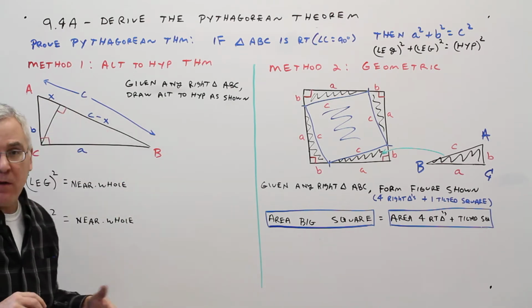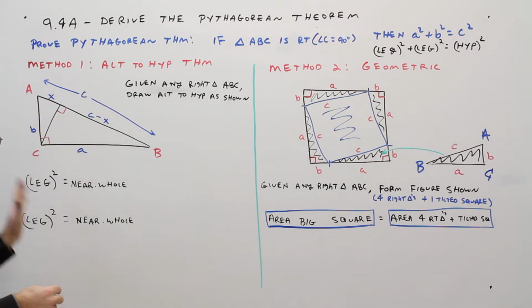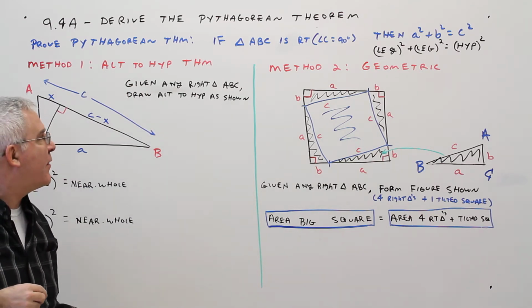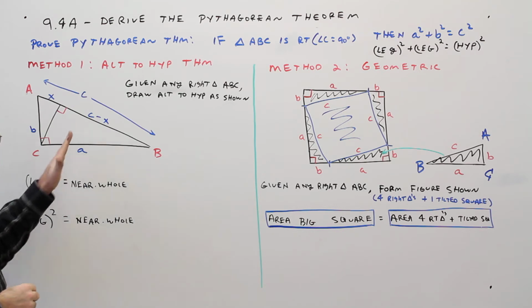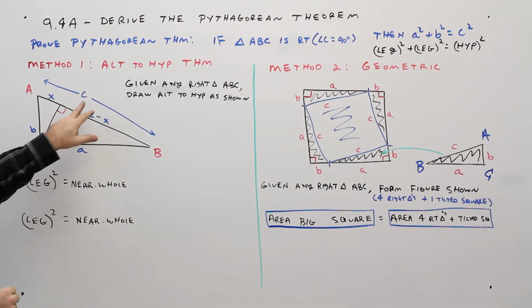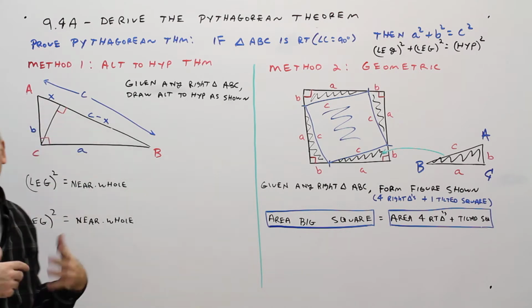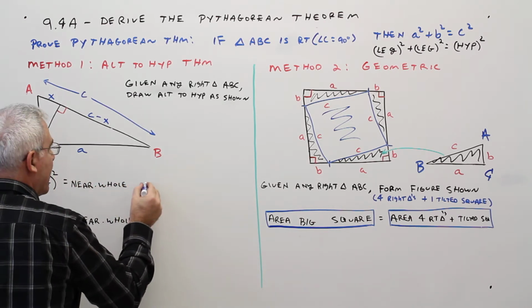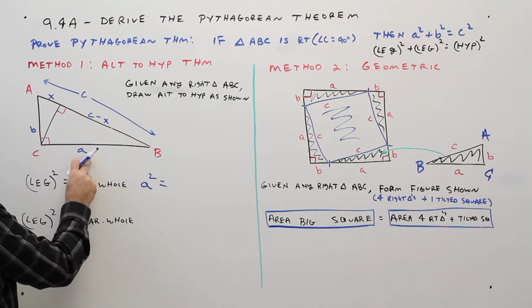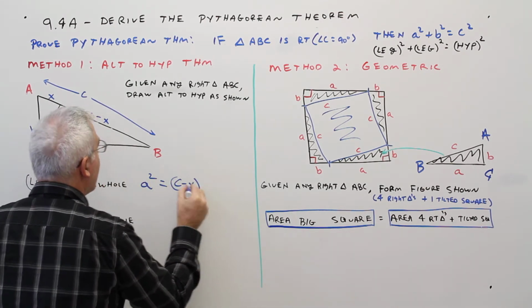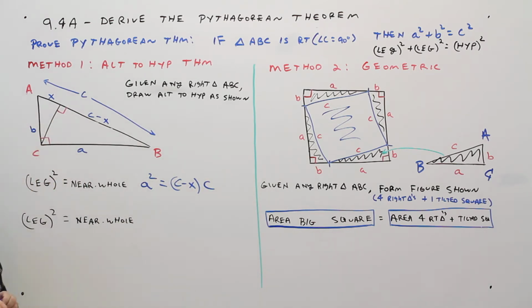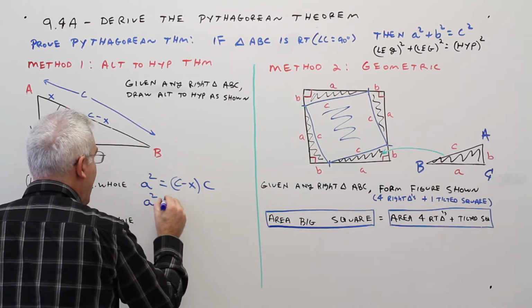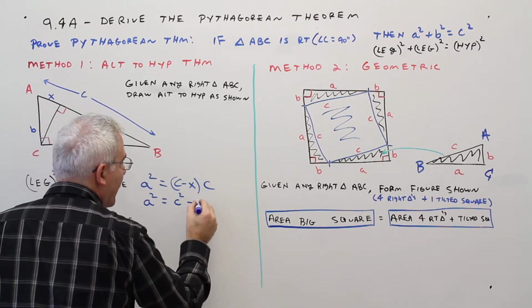Okay, so the first method uses the altitude to hypotenuse theorem. So given any right triangle ABC, just simply draw the altitude to the hypotenuse as shown. And all I've done is I've broken up the hypotenuse into part x and then part c minus x. Okay, so all we're going to use is these previous theorems. All right, so leg squared equals near times whole. So a is a leg, so I could write a squared equals near c minus x times whole c. And if I wanted to, I could distribute. A squared equals c squared minus cx.